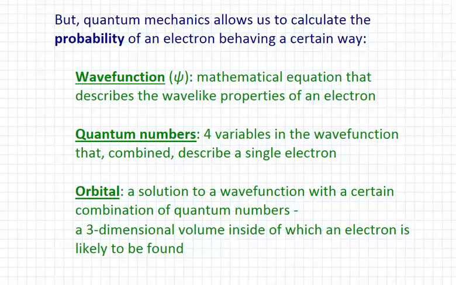mathematical equation that describes the wave-like properties of an electron. Okay? It's a very complicated equation, and the more complicated the electron gets, the more complicated this equation gets. So thankfully, we don't have to deal directly with wave functions, hardly at all. Okay. Quantum numbers are 4 of the variables in the wave function, right? Equations can have variables to them. It's a big, long equation.